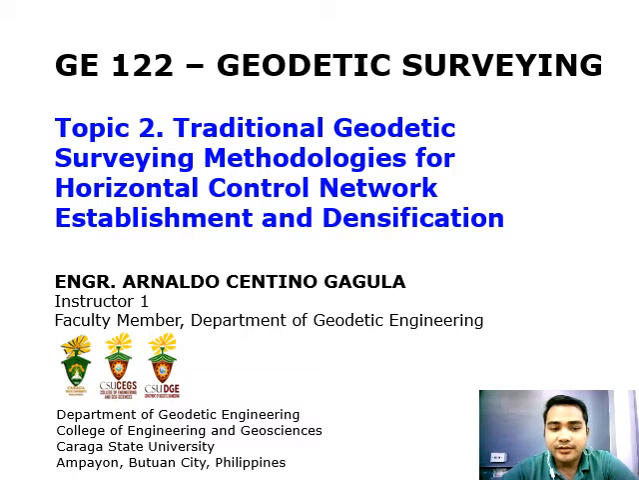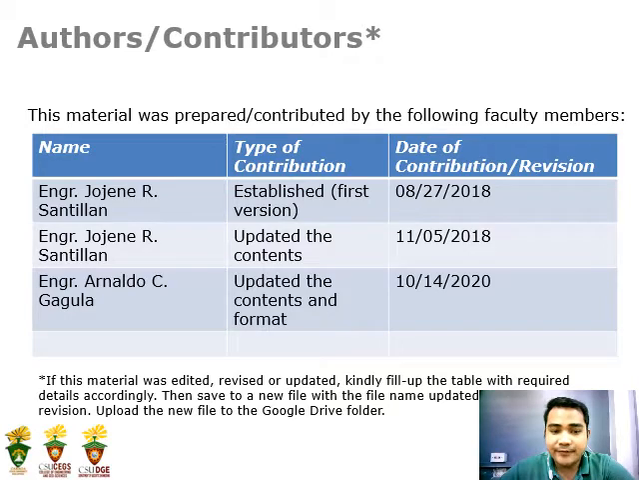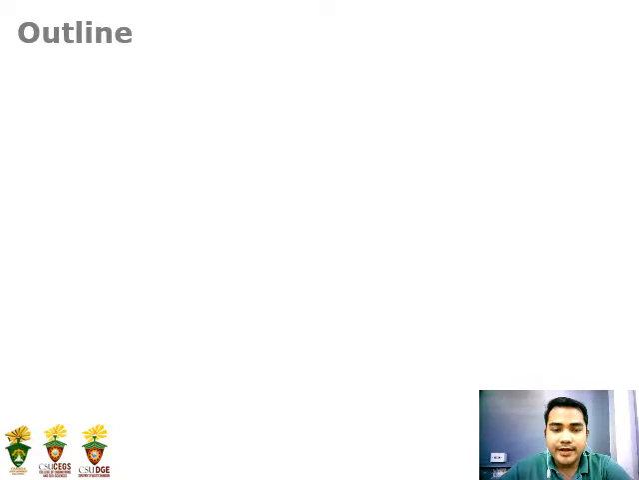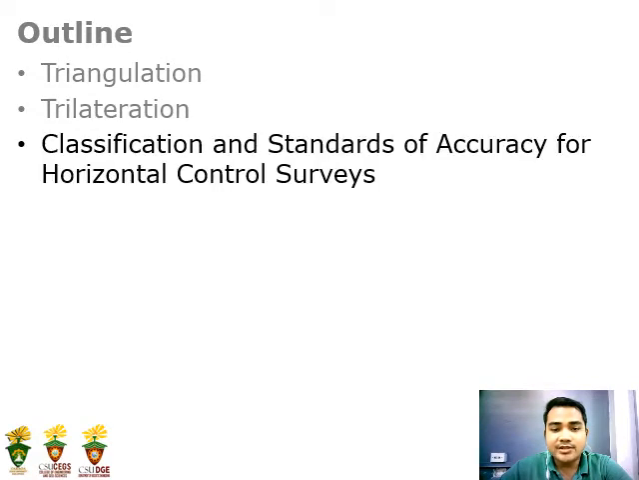Alright, so we are now down to Topic 2 of the GE122 Geodetic Surveying class, which is the traditional geodetic surveying methodologies for horizontal control network establishment and densification. So this is for the authors and contributors of these materials. And this is for the copyright notice. For the outline of the presentation, we will be talking about triangulation, trilateration, and classification and standards of accuracy for horizontal and control surveys.